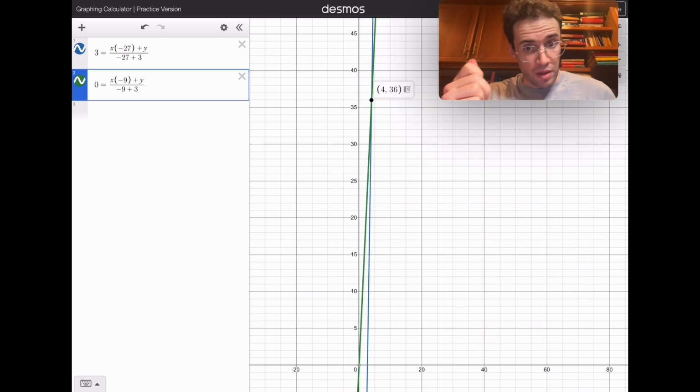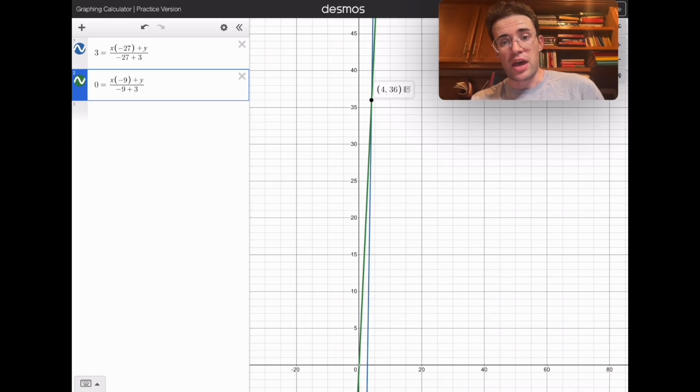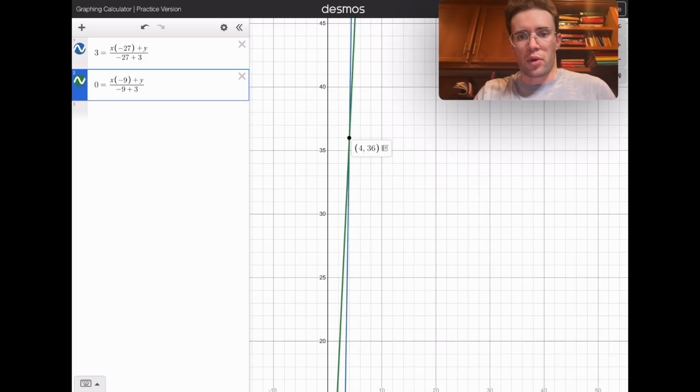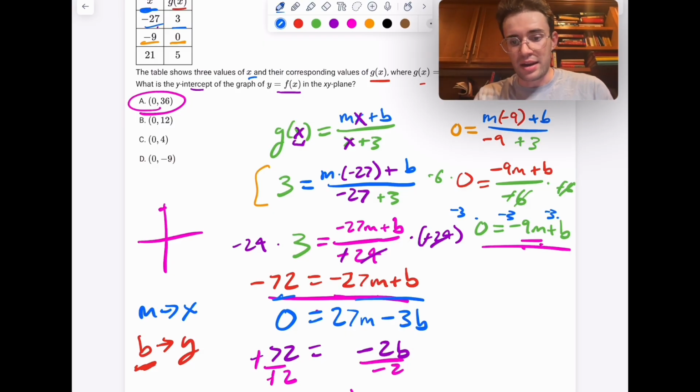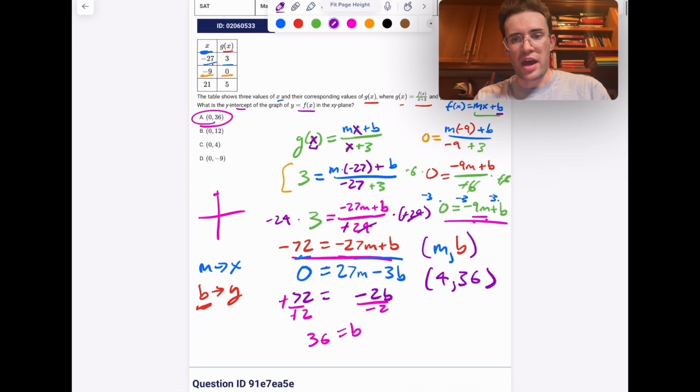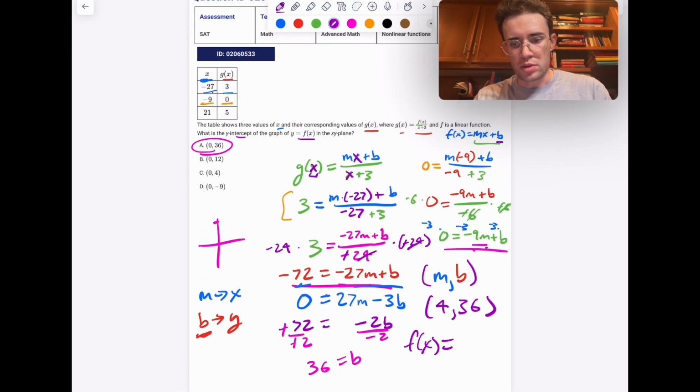Again, we were solving for the b value, so the b value would be 36. Now we also know that our slope is 4 for that function f of x. And I'll just write this down. So it's 4 comma 36 is that point where those two cross. So that means, again, m comma b is 4 comma 36. So if we wrote out the function f of x, then f of x would be equal to 4x plus 36. This is our m value, this is our b value.